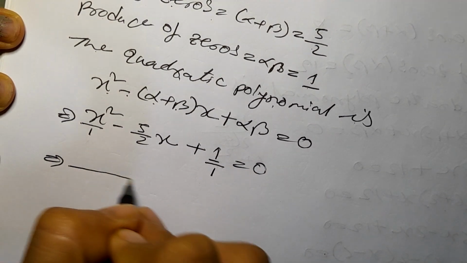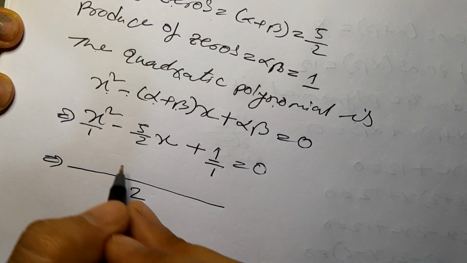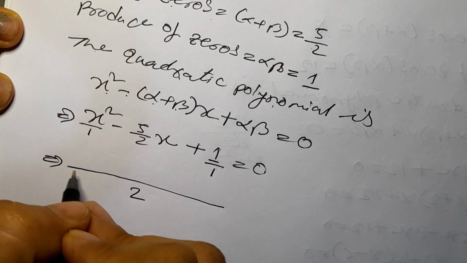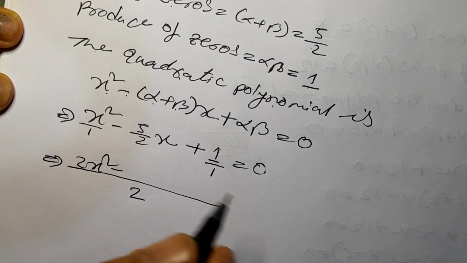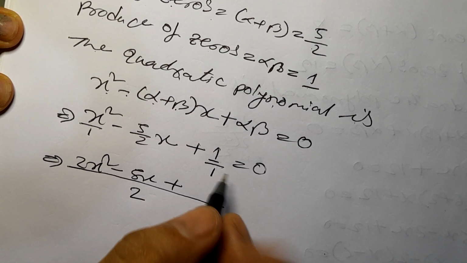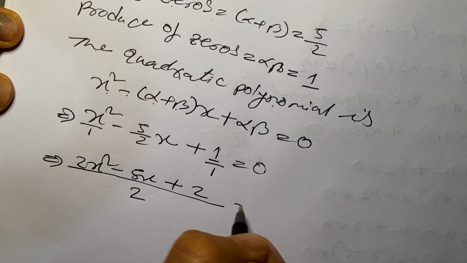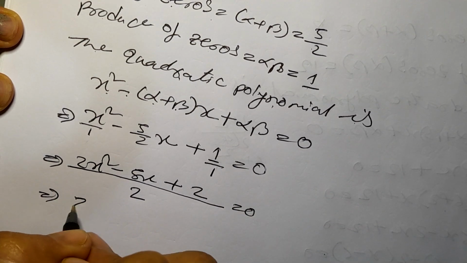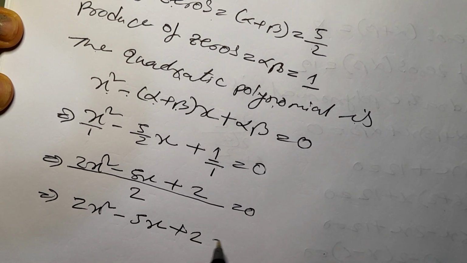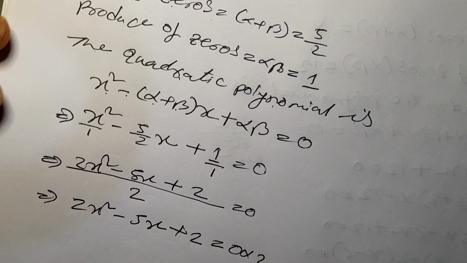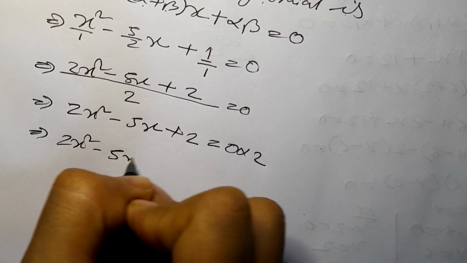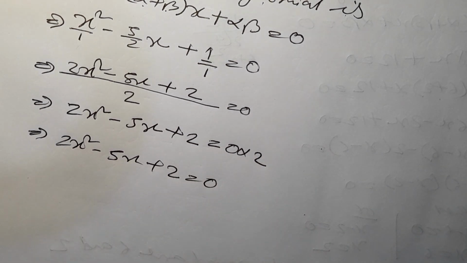Now take the LCM, so it will become 2. LCM of 2 and 1, that is 2. If you divide 2 by 1, it will become 2. So 2 multiplied by 1, it will be 2x square. Minus 2 divided by 1 into 5, that will be 5x. Plus 2, if you divide 2 by 1, it will give 2. 2 into 1 is 2. Now take the 0 to that side. So it will be 2x square minus 5x plus 2 equal to 0 into 2. If you multiply any number by 0, it will always give 0. 2x square minus 5x plus 2 equal to 0.